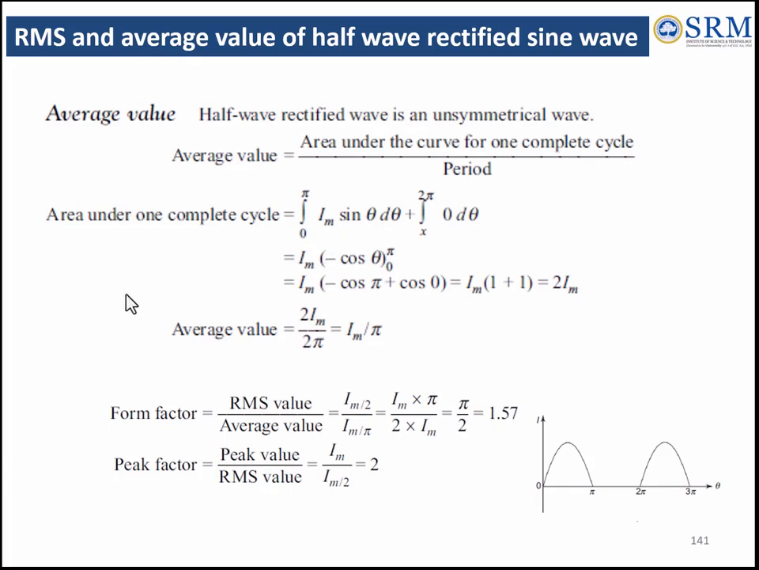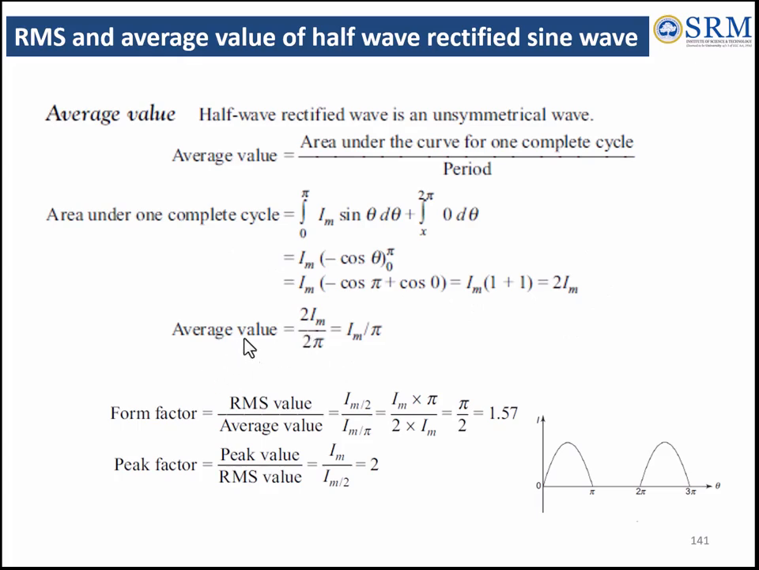Integration of sine is minus cos. Then we apply the upper limit and lower limit. Cos pi is equal to minus 1, and already one negative sign is there, so minus of minus is plus. Cos 0 is also 1. So we get 2 Im. That's the area under one complete cycle.